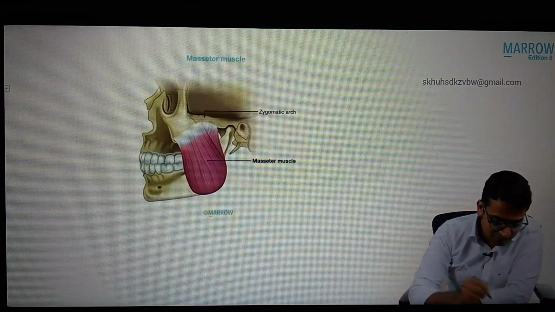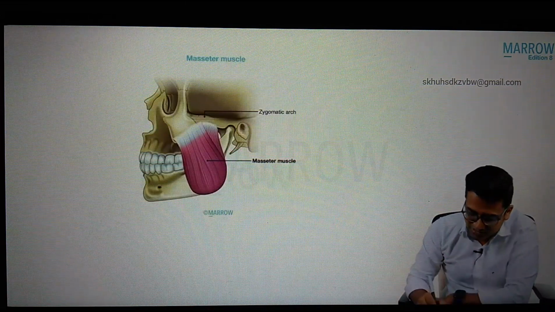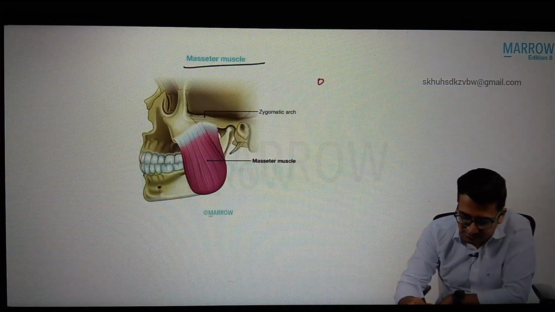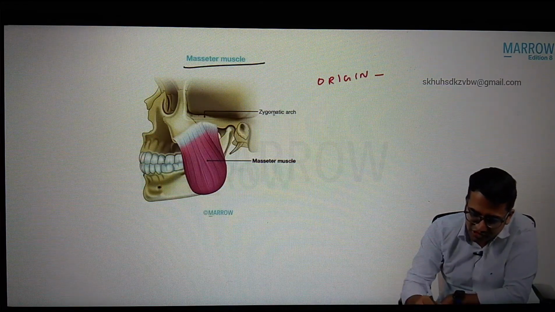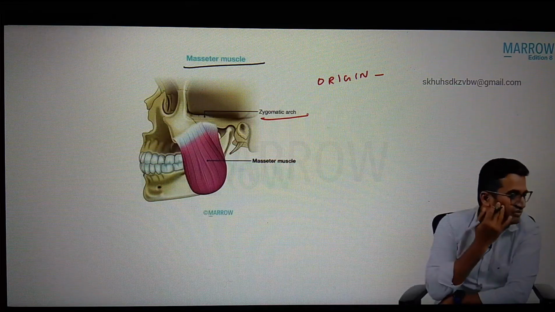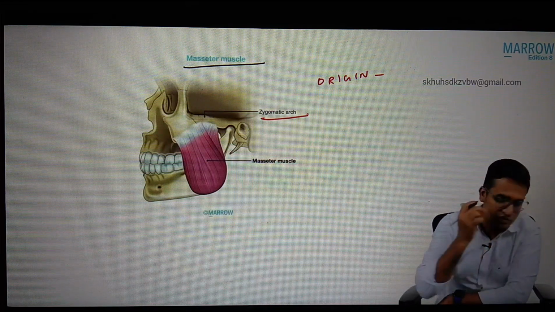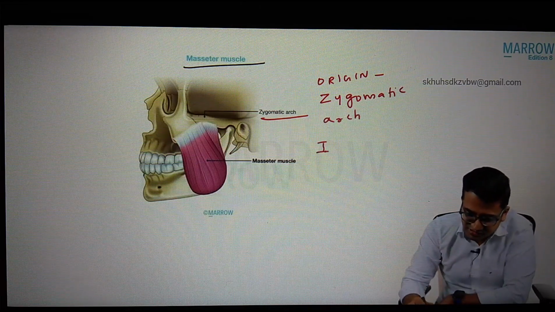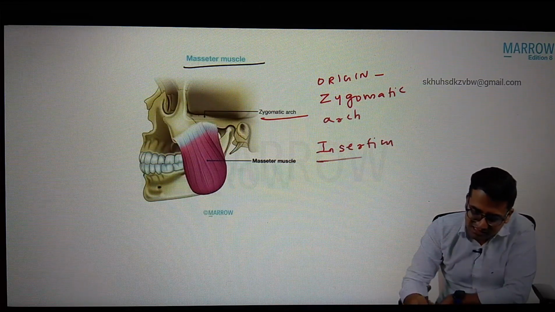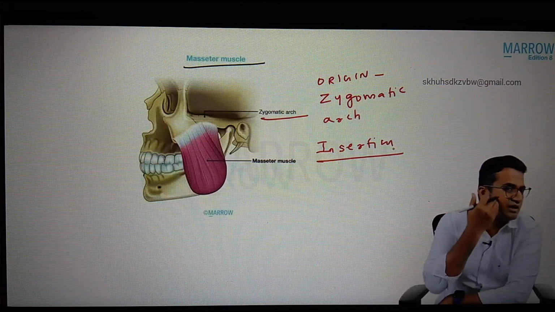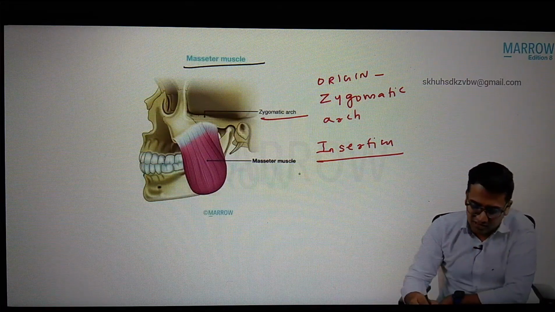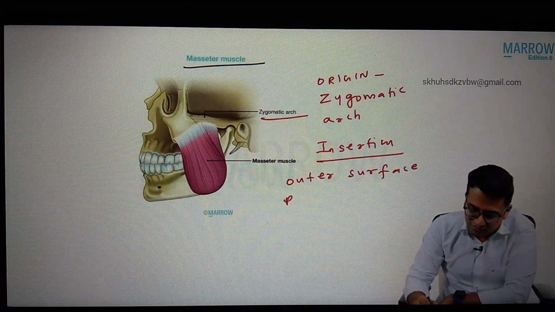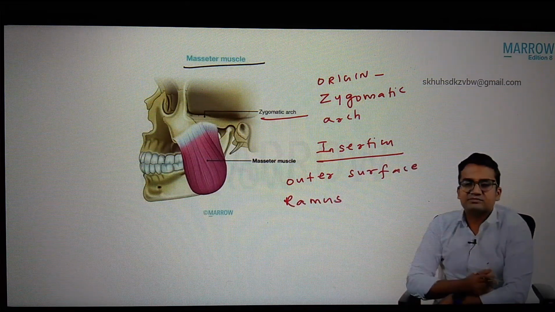Next muscle, masseter. Now, please write the masseter muscle origin. Masseter muscle origin is from the zygomatic arch. Again, we are seeing the side view of the skull. Origin from the zygomatic arch. Insertion: see, this muscle is inserted to this ramus part, the outer surface. So, insertion to the outer surface of the ramus of the mandible.